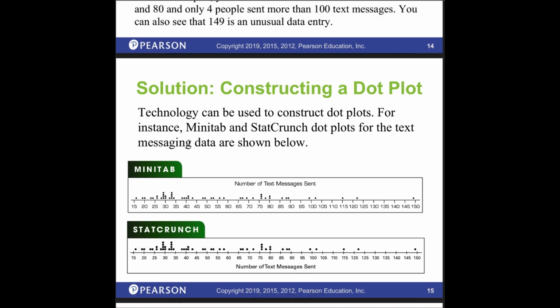To graph it, technology can be used to construct dot plots. For instance, Minitab and StatCrunch dot plots for the text messaging data are shown below. It's basically doing the same thing, except on Minitab or StatCrunch.